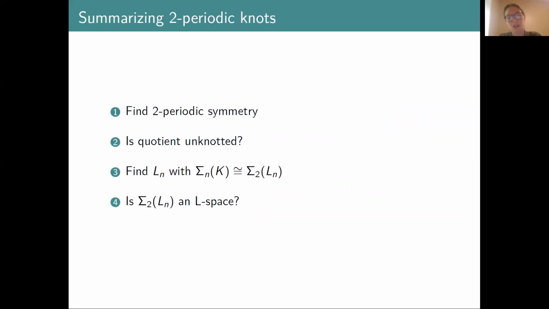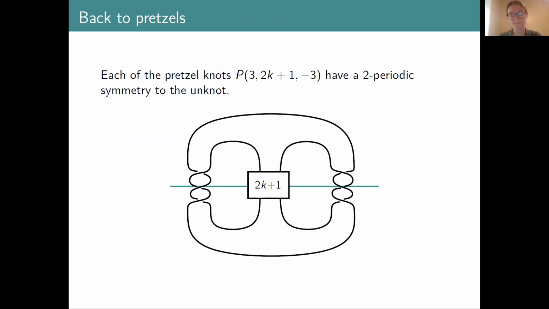Okay, so just to summarize, we found a 2-periodic symmetry for the figure 8 knot. We noticed that the quotient was unknotted, and then by some procedure that I didn't explain to you, we found a link for each n whose double branch cover was the n-fold branch cover of our original knot. And then the last thing you want to know is that the double branch cover is an L space. Are we any closer to understanding whether these manifolds are L spaces? And in general, that's hard. So right now, I've only told you one theorem that can answer that question, and that's if this link is alternating.